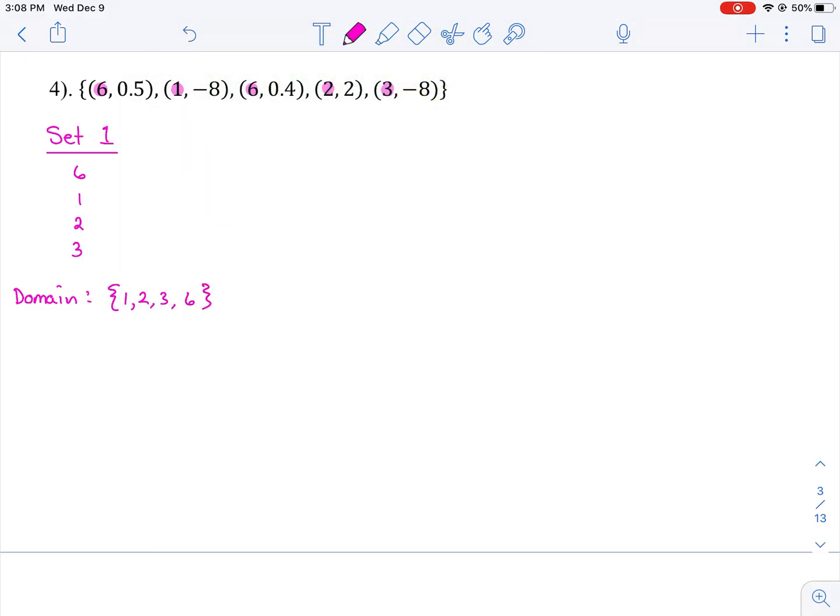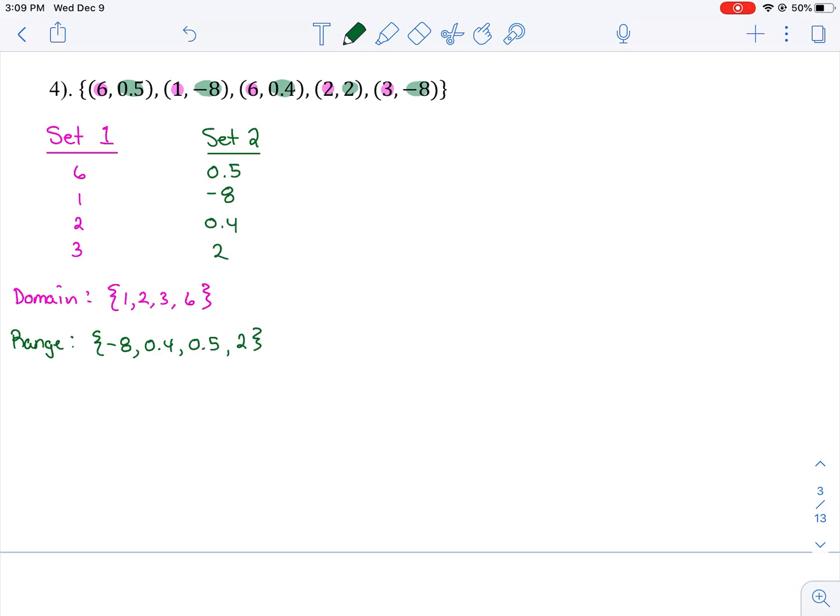The range is the second set. And that consists of the elements 0.5, -8, 4, and 2. Okay, so the range written in numerical order will be -8, 0.4, 0.5, and 2.